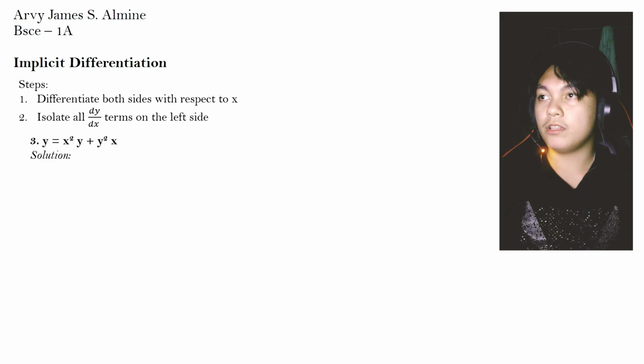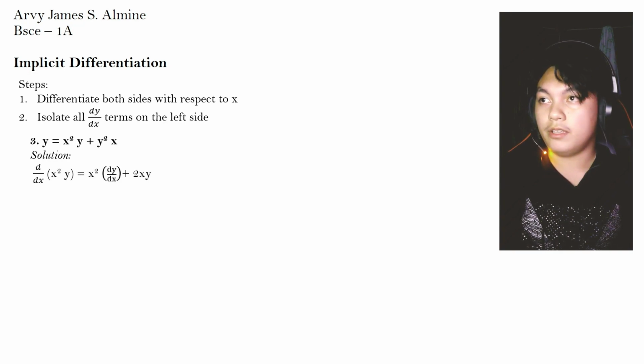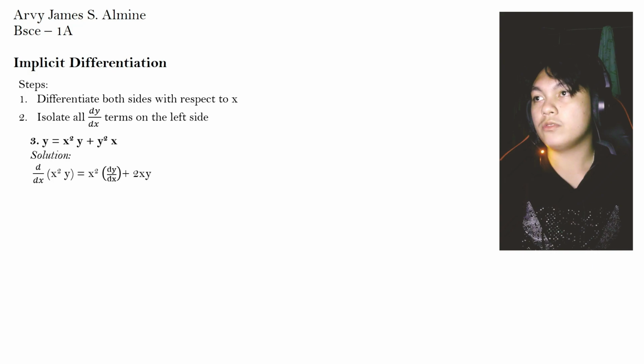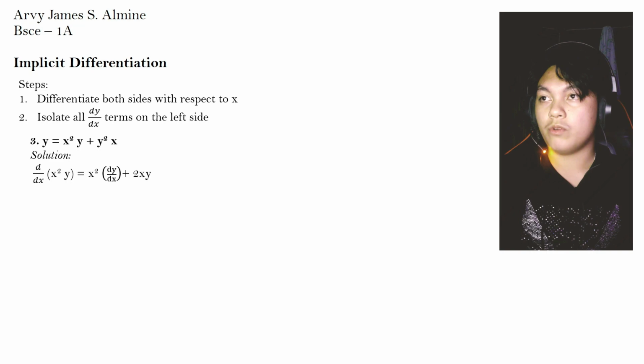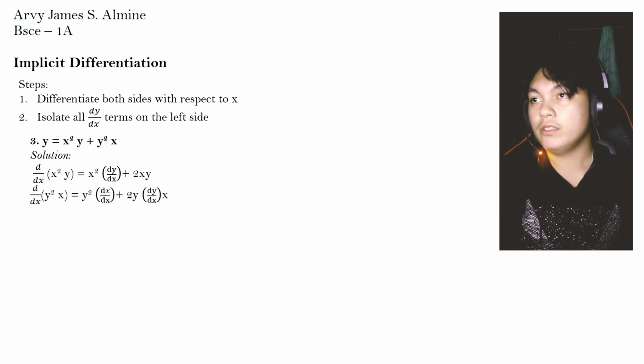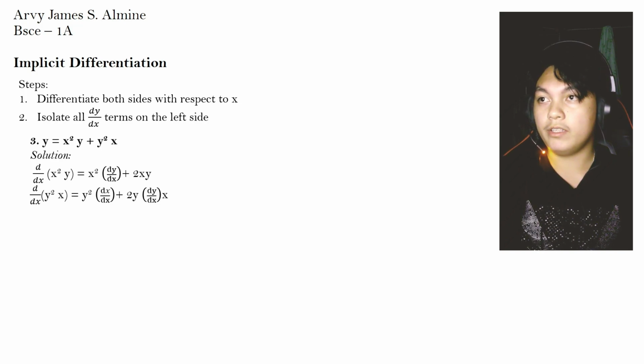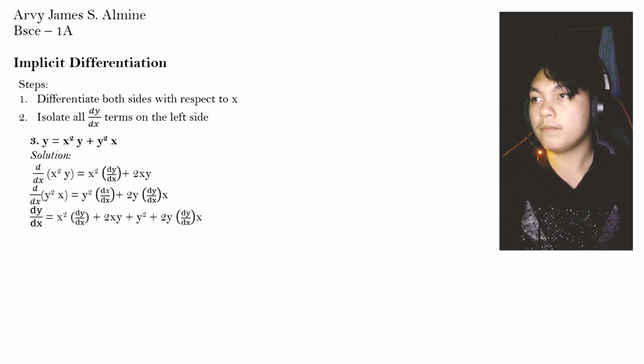We have here example number 3: y is equal to x squared y plus y squared x. So let's get the derivatives of x squared y plus y squared x through the product rule. The derivative of x squared y is x squared dy over dx plus 2xy, and the derivative of y squared x is y squared dx over dx plus 2y dy over dx and x.